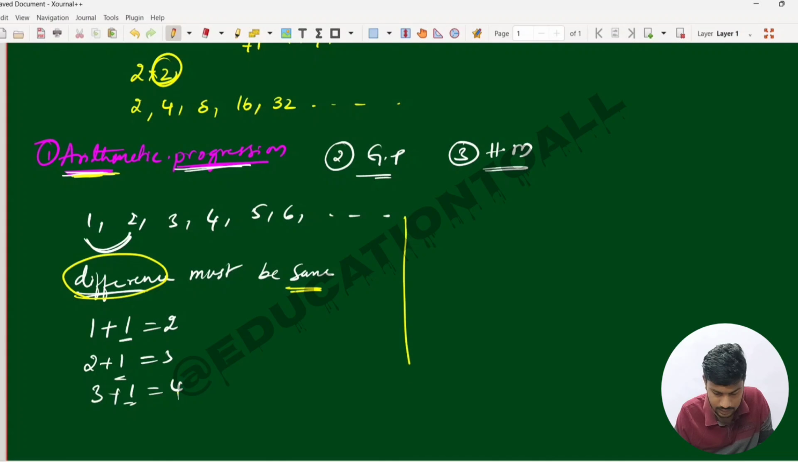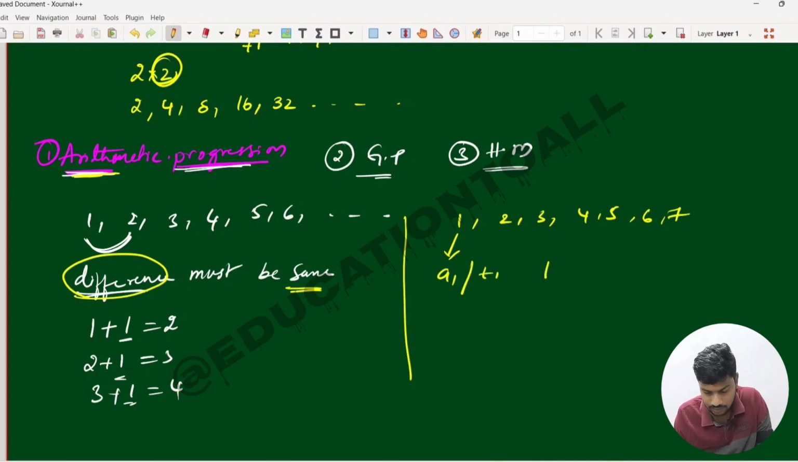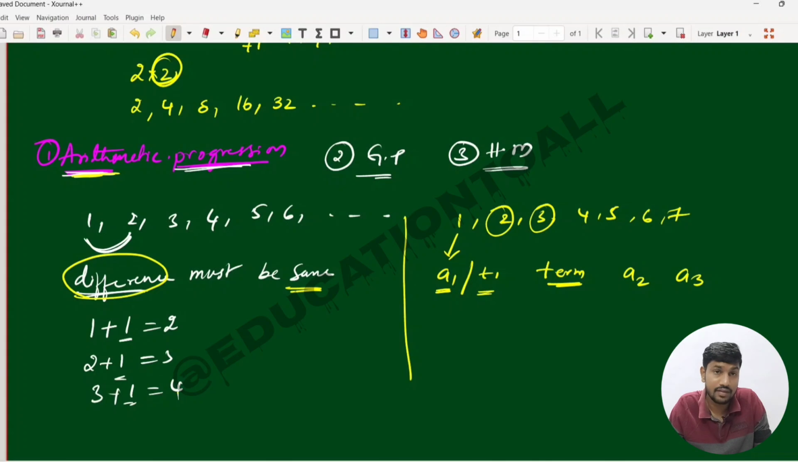In the arithmetic progression, the terms are indicated like this. For example, 1, 2, 3, 4, 5, 6, 7. These are the terms in a progression. The first term is indicated by A1 or T1. So T means term, indicated either with a small a1 or T1. The second one indicates term 2, the third one term 3, and so on. So if there are 10 terms, A10. If there are 20 terms, we can say A20.